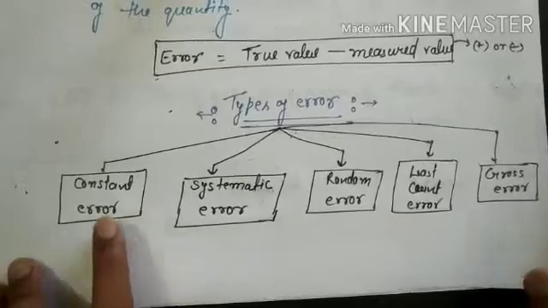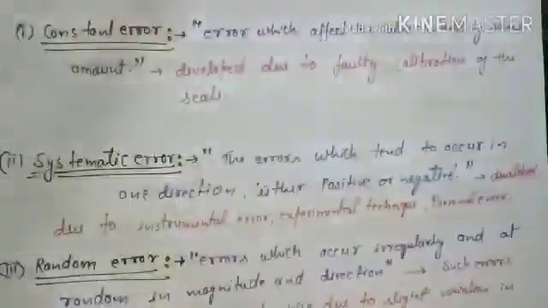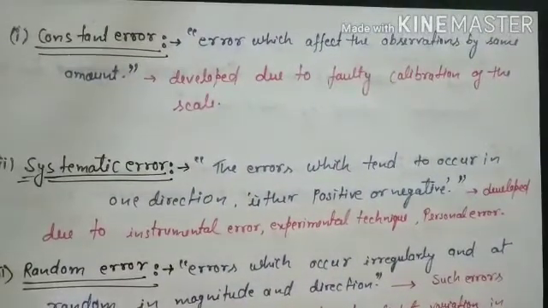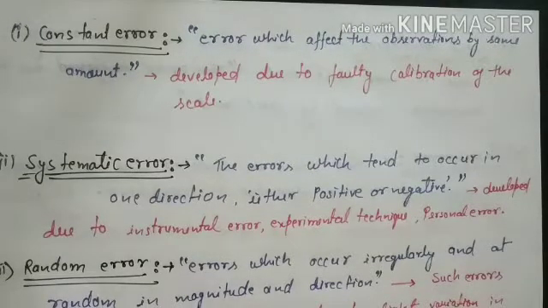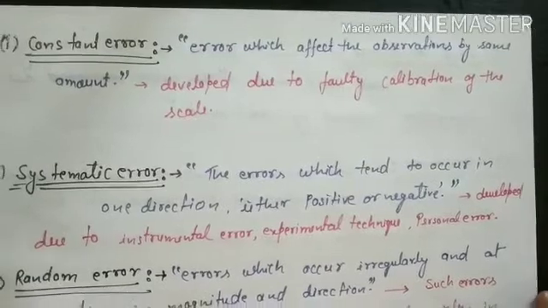So the first error is constant error. Here you can see the definition of constant error: error which affects the observation by the same amount. What does it mean? If you are taking observations and in each observation you notice the difference between true value and measured value is the same, then the error is called constant error. It is developed due to faulty calibration of the scale.